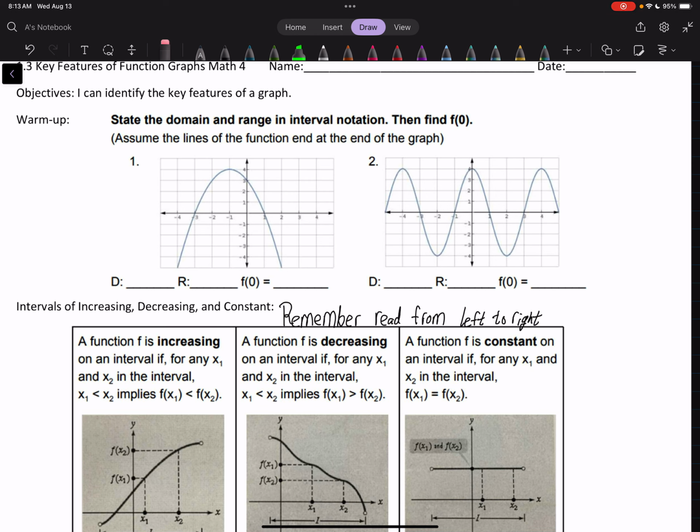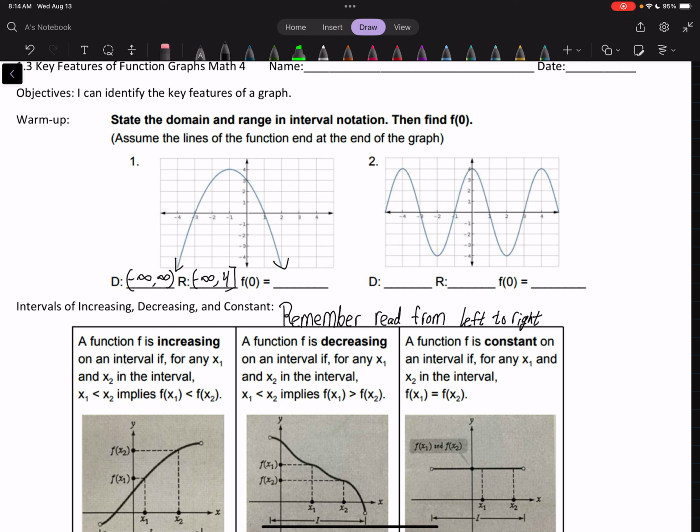On the function on the left, we have an arrow going to the left, the function is, and to the right, therefore my domain is going left and right, negative infinity to positive infinity, or you can say all real numbers. My range is starting at the bottom and going to the top, so that would be negative infinity to 4 inclusively.